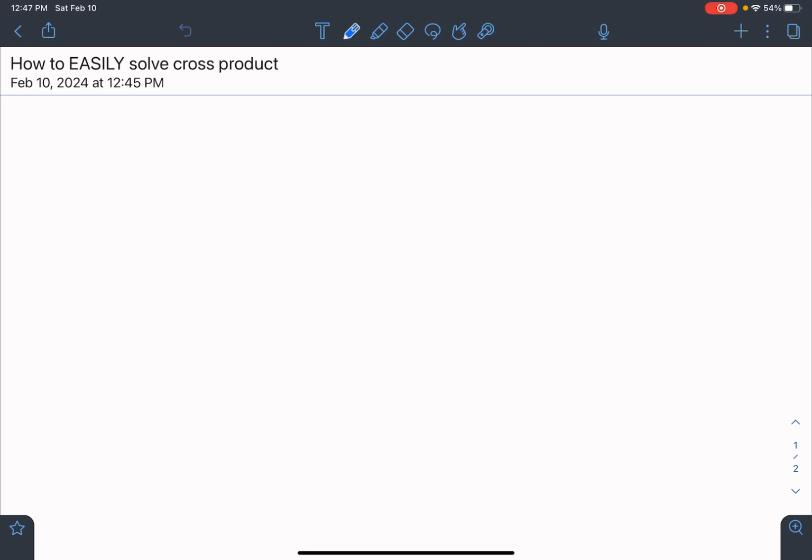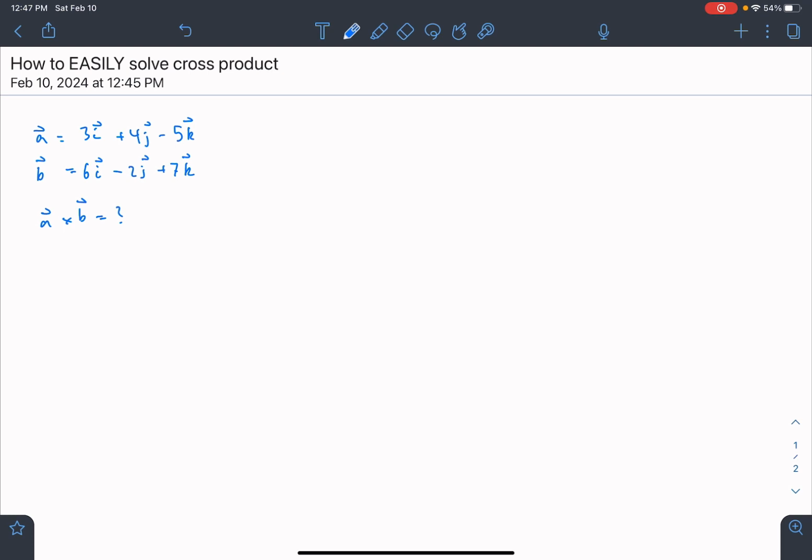So suppose we have the vector A, which is 3i plus 4j minus 5k. And then we have vector b, which is 6i minus 2j plus 7k. So we want to figure out what is A cross B.